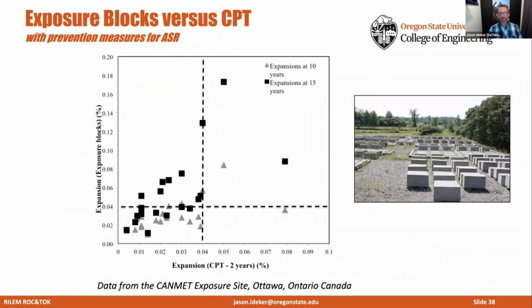And if we look at some of our data from outdoor exposure sites, this is from the outdoor exposure site in Ottawa, Canada. The black squares are expansions at 15 years, and the light gray triangles are expansions at 10 years. So at 10 years, things looked generally like we had good agreement in this sort of pass-pass or one block in the fail-fail region. But what you can see is that at 15 years, we started to see those triangles shift. And now the measurements at 15 years shows us that even though we passed in the accelerated version of a test in the lab, the concrete prism test, we're actually getting failure and expansion in the outdoor exposure blocks.